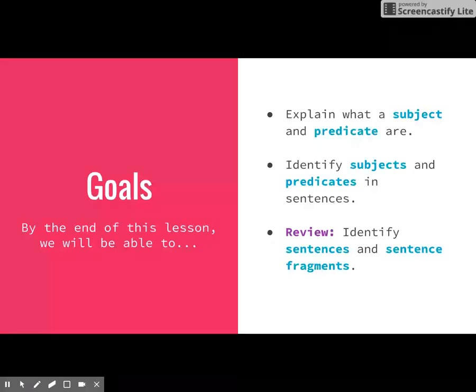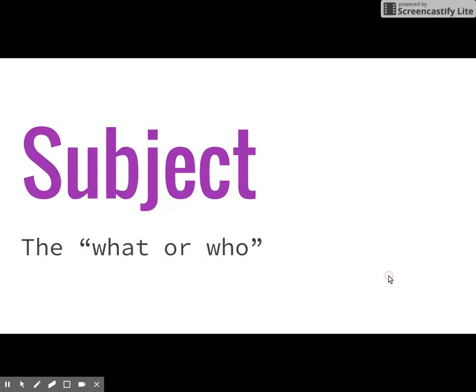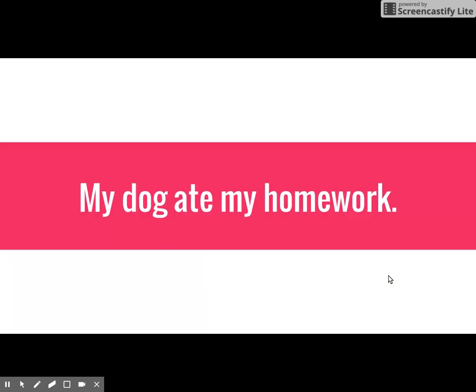So again, most of this is a review, but we want to make sure that everybody's starting out with a really clear idea of what exactly a complete sentence is. The first part we're going to focus on will be subjects and predicates. When we're looking at the subject of the sentence, I like to say that is the what or who. And when we're looking at the predicate, that's the something they do. So it rhymes, the what or who and the something they do. Those are the two things that will make up a complete sentence.